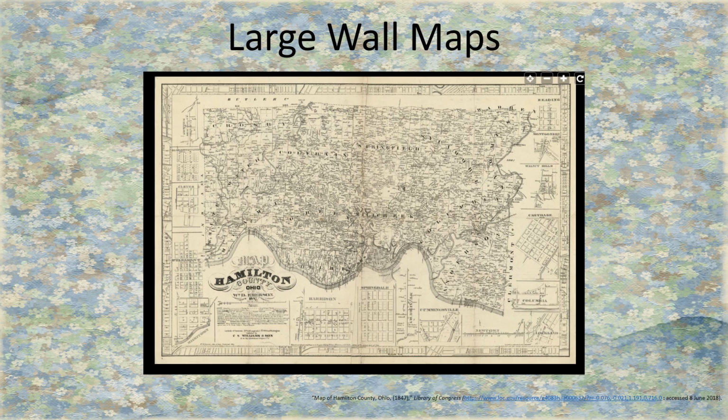Beginning in the 1860s, publishers developed cadastral maps that included the names of landowners, as well as town and citizen biographies, drawings of local farms and important buildings, and even portraits of important citizens.